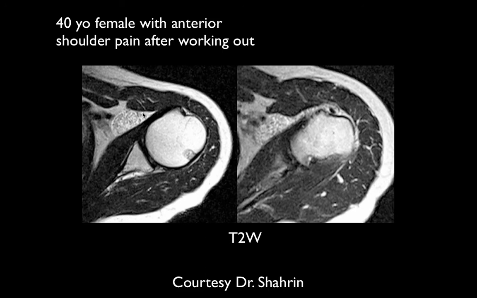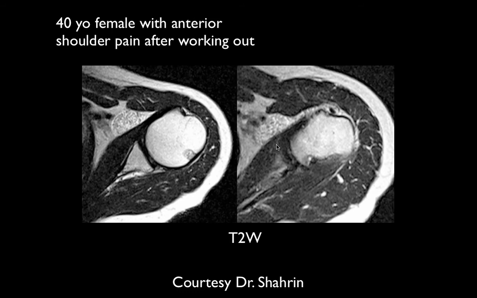Yuri, what do you think of this case? Okay, 40-year-old with anterior shoulder pain after working out. So we've got two axial views of the left shoulder. The biceps tendon looks a little bit elongated, and there's abnormal signal intensity in the expected location of the coracoid process.